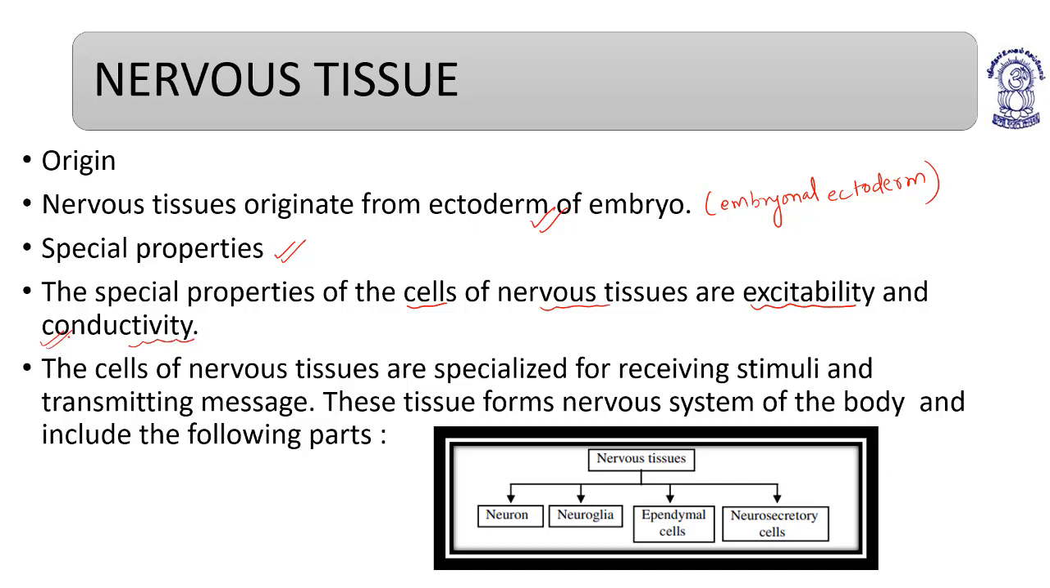These two properties, excitability and conductivity, make this tissue a highly evolved and organized tissue of vertebrate animals. Although this tissue is also present in rudimentary form in invertebrates, in vertebrates, because of the development of the vertebral column, the tissue takes a unique shape and a unique function. So, excitability and conductivity are the two main characteristics.